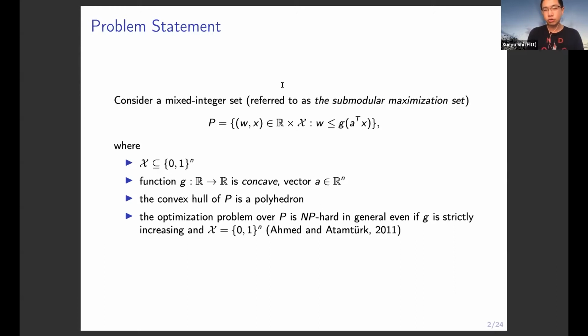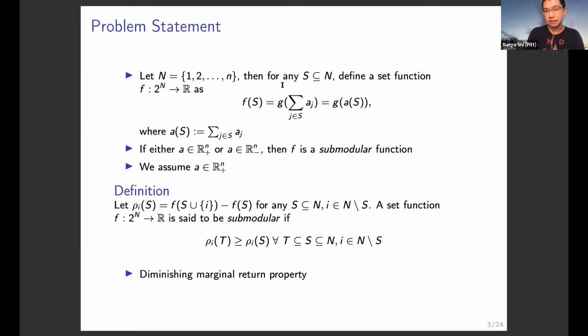In general, the convex hull of P is polyhedral because it's the union of finitely many extreme points with the same directions. Also, the optimization problem over P is hard in general, even under some simple assumptions. We refer to this set as the submodular maximization set because it has a close relationship with submodular functions. If we define a set function f such that for any subset S, f(S) equals g(a(S)), and all the components in a are non-negative or non-positive, then f will be a submodular function.